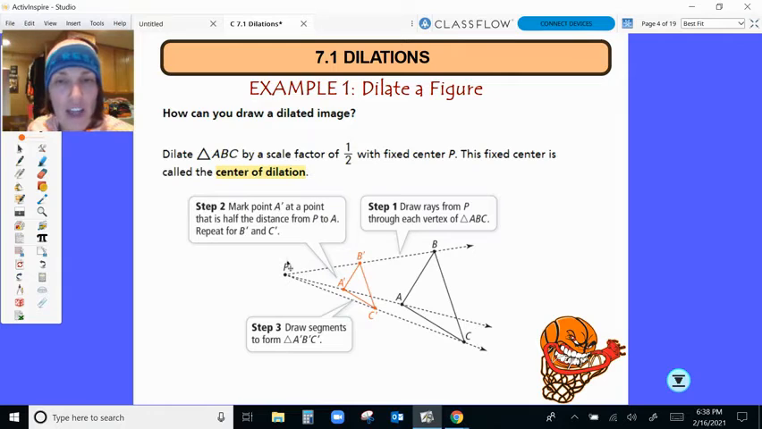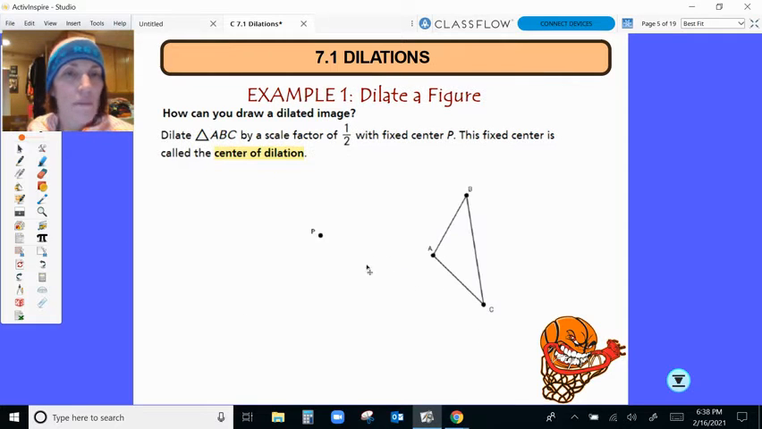Then I will measure half of each of those segments. So PB, I'll take half of that length and put a point B prime there. I would measure PA here, and then take half of that distance and write A prime. And then I'd measure PC and take half that distance and mark it C prime. And then all I have left to do is to just connect those dots, and that would be my reduction. Okay? So let's go ahead and practice this.